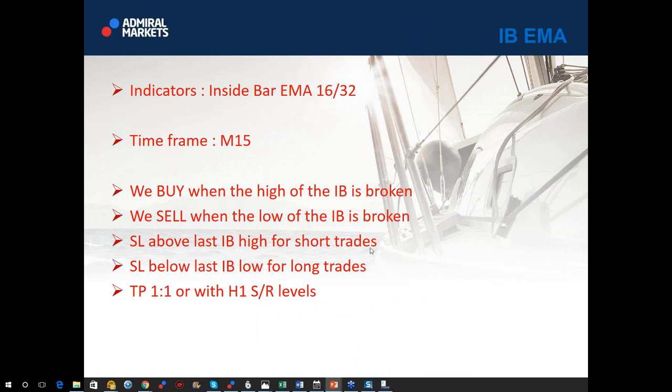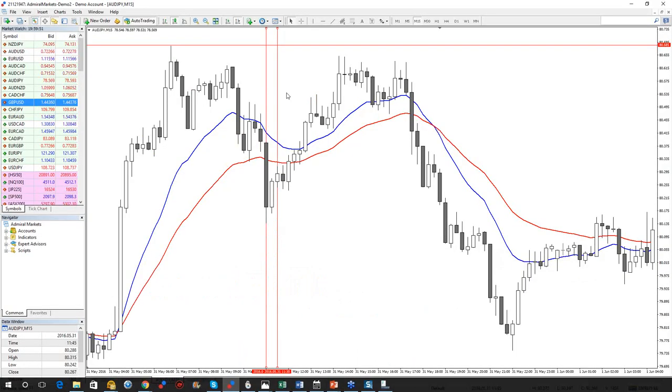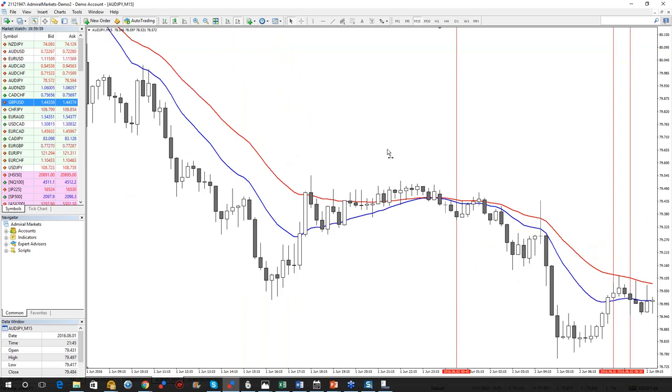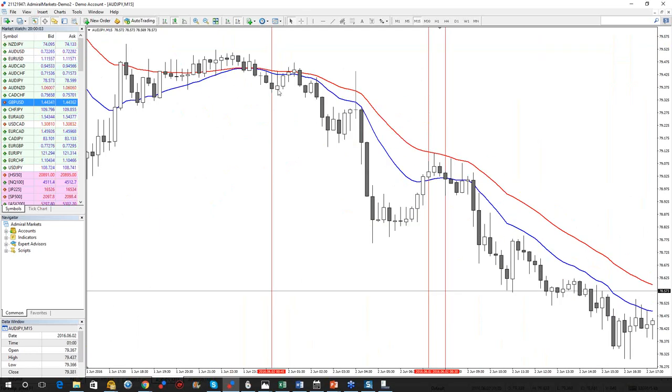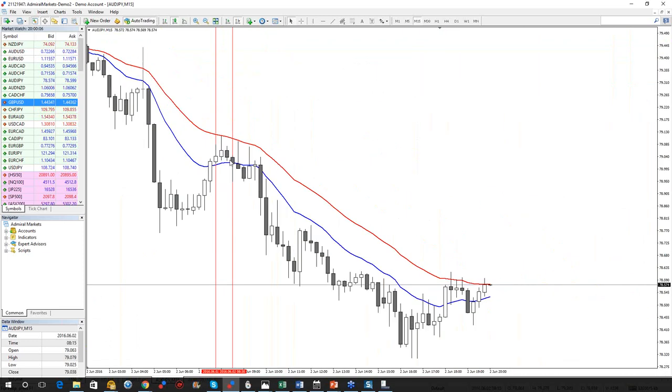Here are the rules. 16 32 EMA. Long trade when this candle closes and the price breaks this close by 1 pip, you go long. Same for short trades. You see an inside bar, go short when price breaks below by 1 pip. Same here, inside bar, go short when price breaks the low by 1 pip. Usually it's immediately, but just for your own consideration, wait for that 1 or 2 pip breakout. It will usually be enough for you to have a momentum trade.